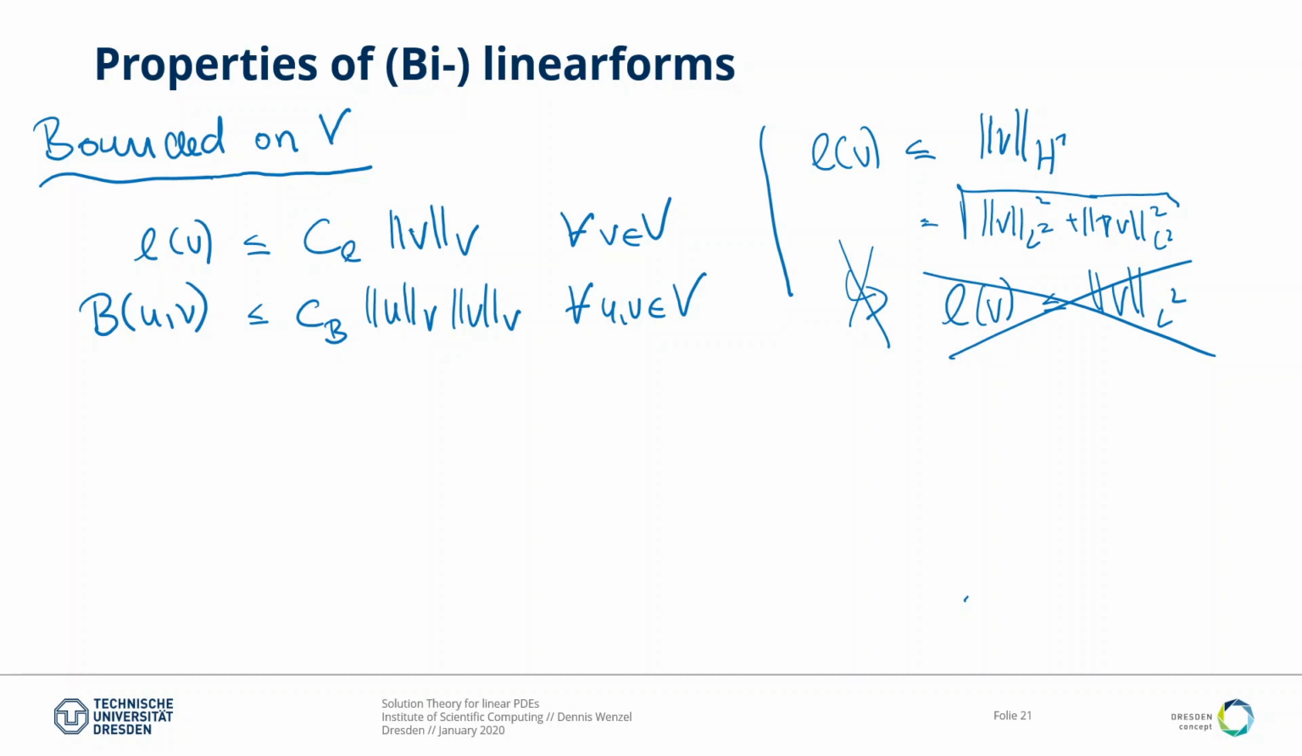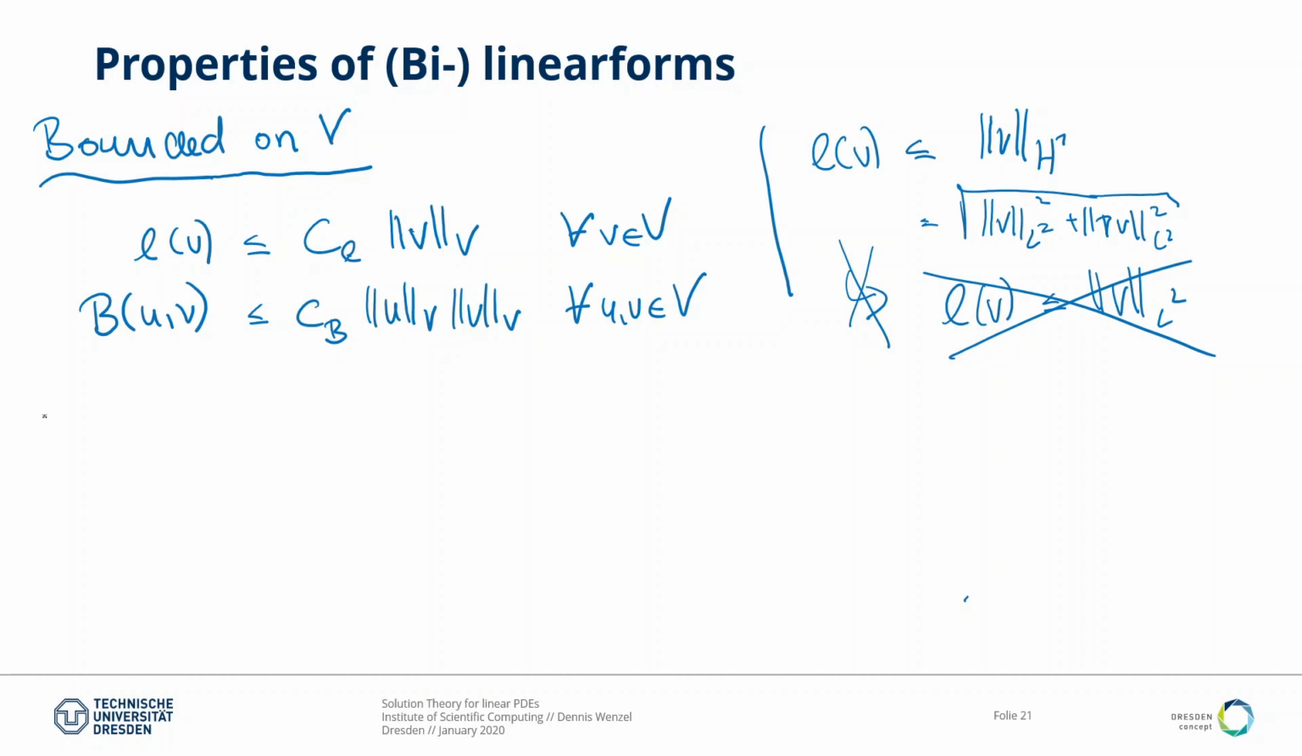So both of these are kind of bounds from above. So you see that this is kind of a good property because it classifies that your bilinear or linear form is not exploding. So if the U and the V, so those arguments, are in control and not getting too big in terms of norm, then also the resulting values are not getting infinitely large.